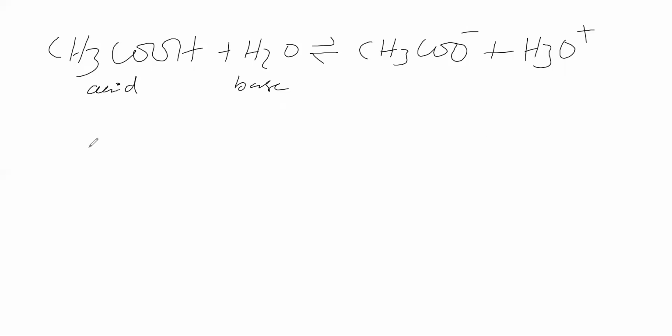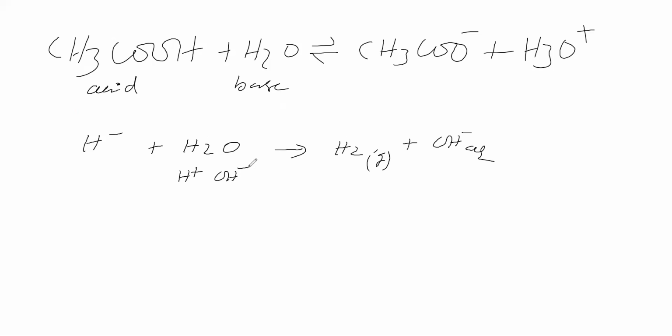Now we will take H minus plus water, which gives hydrogen gas and OH minus. H minus takes H plus from water and becomes hydrogen gas. In water, the remaining part is OH minus. We can write water as H plus and OH minus.